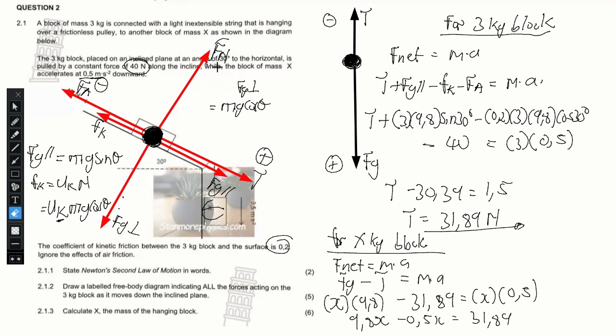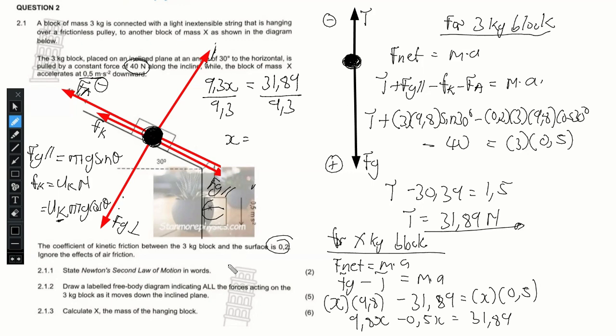Right. Now when we continue with our calculation, we'll get 9.3x from subtracting here, and then is equal to 31.89. And then if we divide both sides by 9.3, we should find x, which is the mass of this block. Then dividing there, we will have 3.43 kg, rounded off to 2 decimal places, right? So that was supposed to be your solution there.